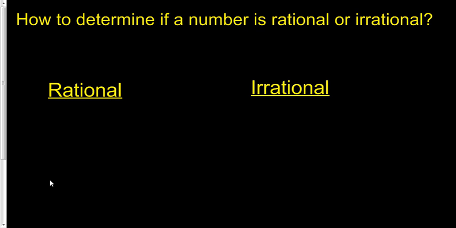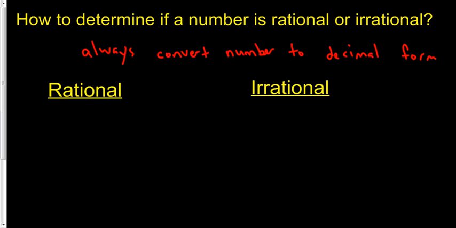When you're trying to determine if a number is rational or irrational, always turn the number into a decimal. If you do this, then you'll be able to follow a couple of easy rules. First off, we have what's called a terminating decimal. That's like 0.2 or any other decimal that just stops.